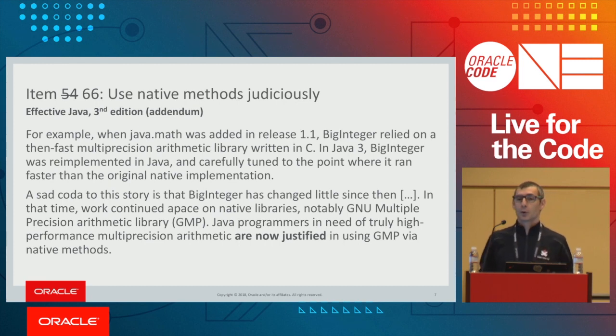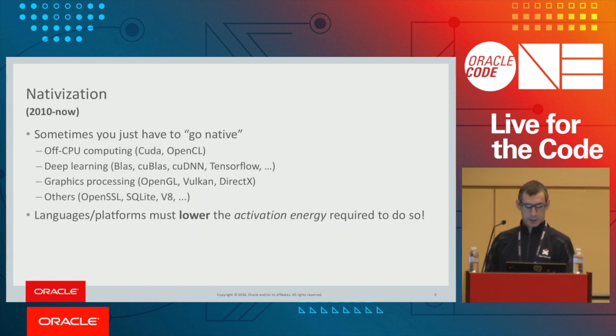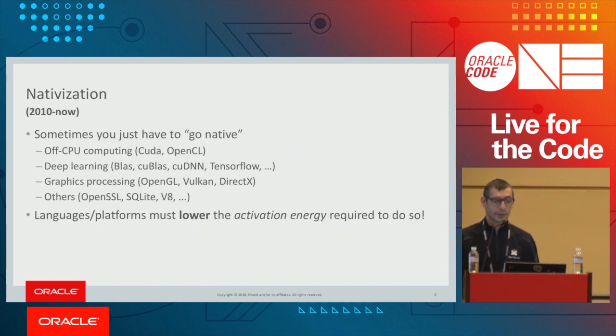And in fact, if you look at Effective Java, third edition, well, the number of the chapter has changed. Now it's not 54, it's 66. But the message here is that, well, if you are a performance-conscious developer, you may consider using native methods for things such as numeric computation. There are good libraries available out there, and you may just want to take advantage of them. So sometimes you just have to go native.